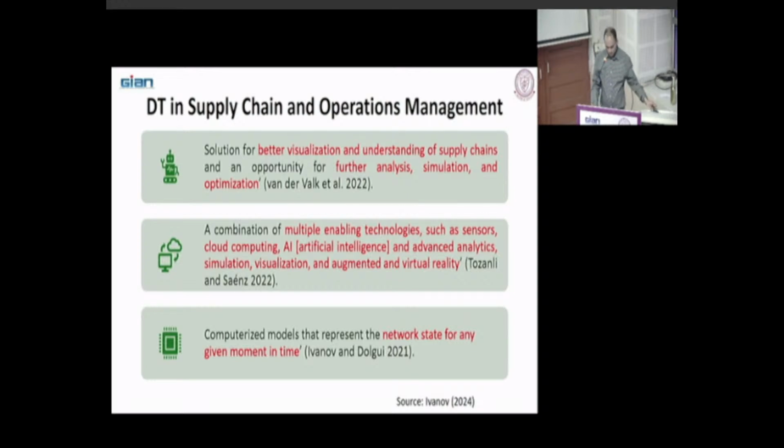So it includes multiple enabling technologies such as sensors, cloud computing. We are going to talk about those technologies. A couple of important technologies we need to develop the digital twin of your product, process, supply chain, or any company. This is a computerized model that represents the network state for any given moment in time. Suppose you want to find out, again, the dynamic nature, real-time tracking of the data. So if you want to find out what happened at that particular point of time in that supply chain network, you can do that with the help of a digital twin.